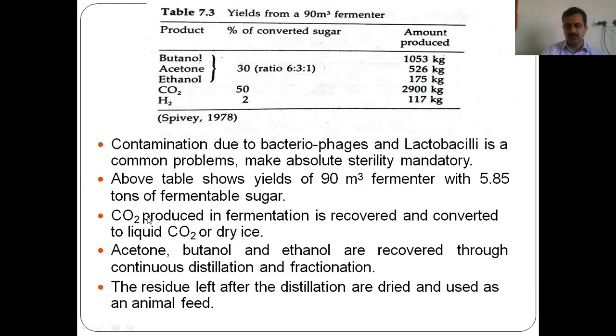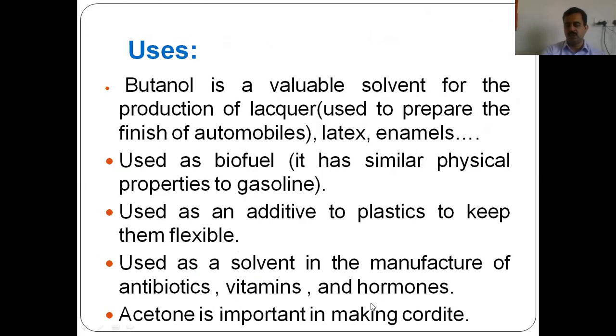CO2 produced in the fermentation is recovered and converted into dry ice. Acetone, butanol, and ethanol are recovered through continuous distillation and fractionation. So acetone and butanol both are very volatile products, so they need to be distilled and fractioned in order to get them in a very condensed form. The residue left after the distillation is dried and used as animal feed. Now, the uses wherein acetone and butanol are utilized.